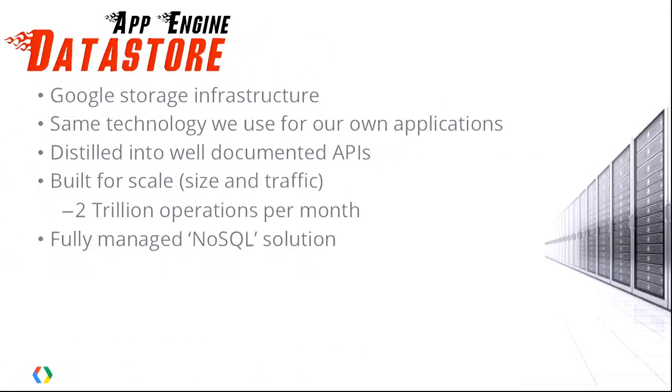So the datastore. The datastore is literally Google storage infrastructure. It's the same technology we use for our own applications, so Gmail, Google Web Search. You're using the same infrastructure pieces that we use to keep those things up and running. And it's distilled into well-documented APIs that are included in the App Engine SDK. It's built for scale, both in terms of size and traffic. Right now, we perform over 2 trillion operations per month in the datastore alone. And it's a fully managed NoSQL database solution, so you don't have to worry about provisioning or scaling. It just kind of works.